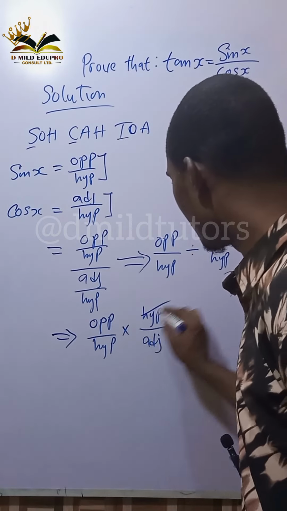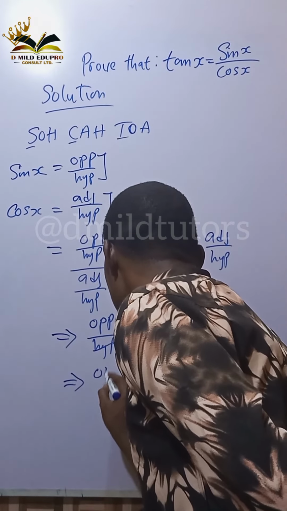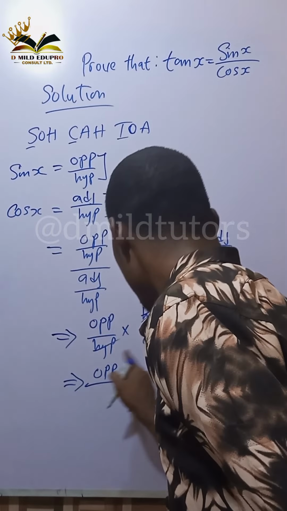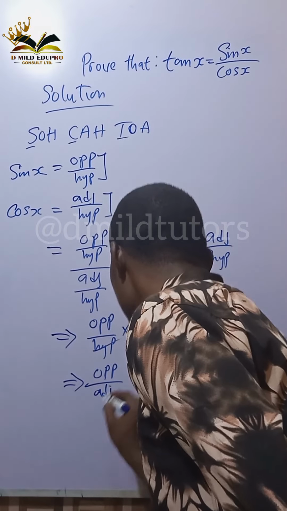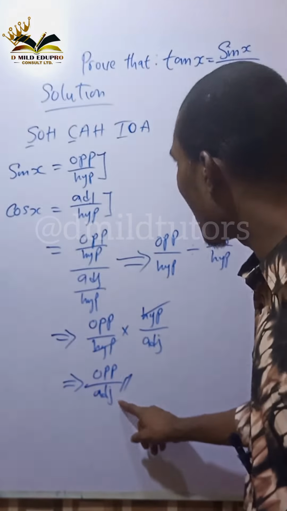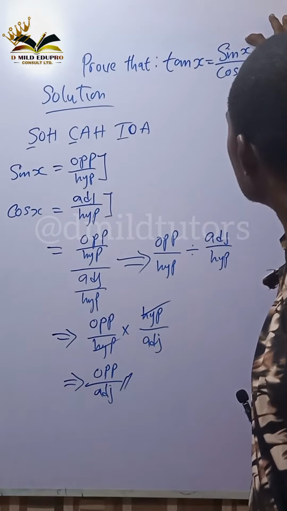Now, this will definitely cancel this. So what we now have left is opposite, opposite times 1 here is opposite, over 1 times adjacent is adjacent. Is that okay? So you recall now that opposite over adjacent is for tan. So we have successfully used this to prove this.